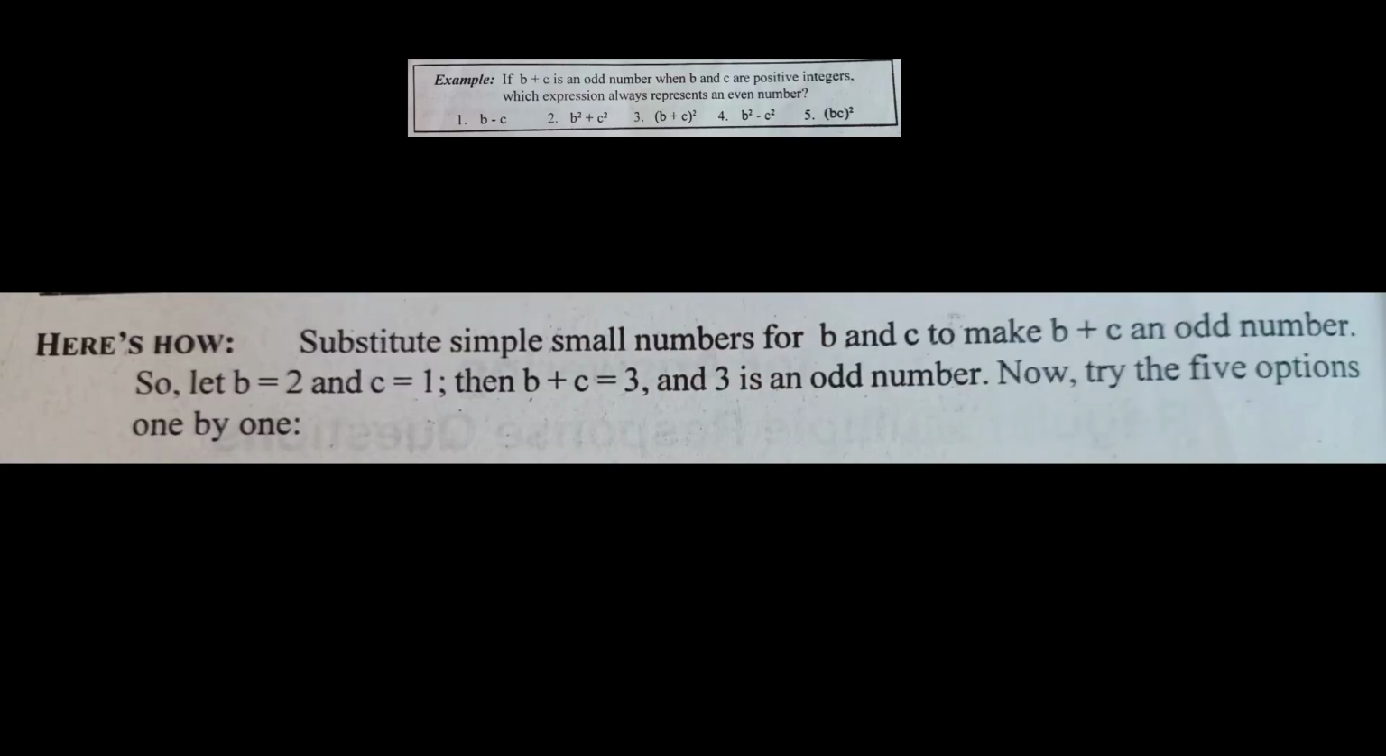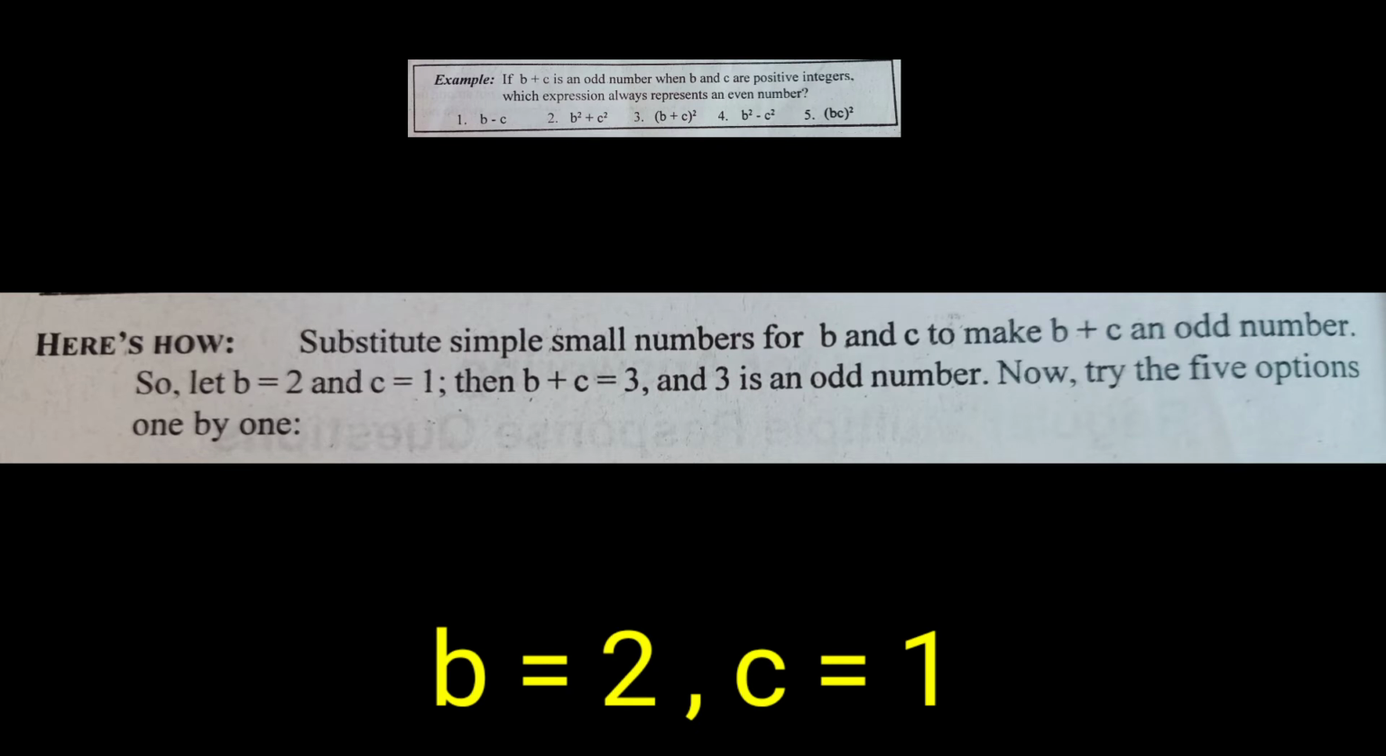Substitute simple small numbers for b and c to make b plus c an odd number. So let b be equal to 2 and c be equal to 1. Then b plus c is equal to 3, and 3 is an odd number. Now try the 5 options one by one. Again, we advise using simple small numbers like 2 and 1. B is equal to 2 and C is equal to 1. You can also interchange these numbers, so you have B equal to 1 and C equal to 2.